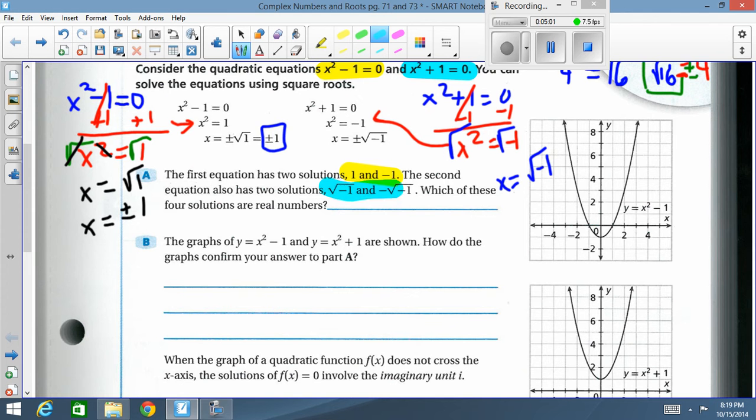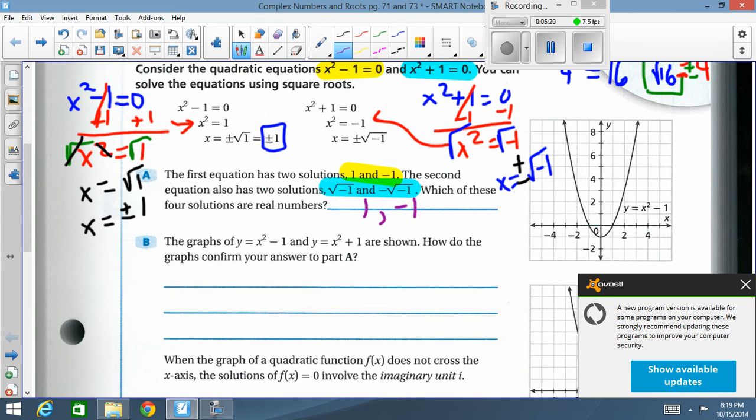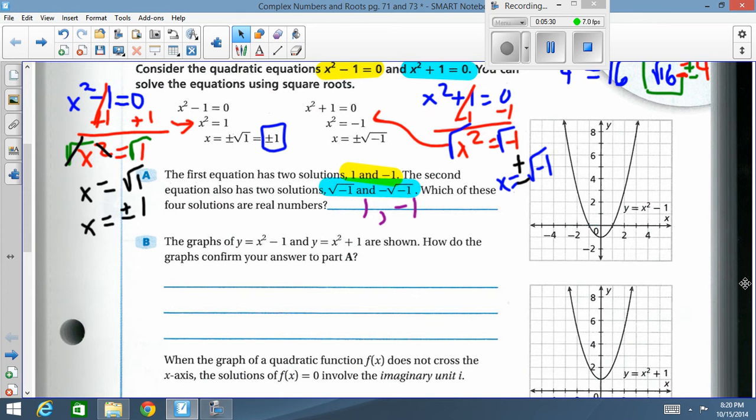So the solutions to this are both positive and negative square root of negative 1. Now, which of these are real numbers? Well, 1 and negative 1, those are my real numbers. The reason that the square root of negative 1 and the negative square root of negative 1 are not real is because it's impossible. We can't do it.